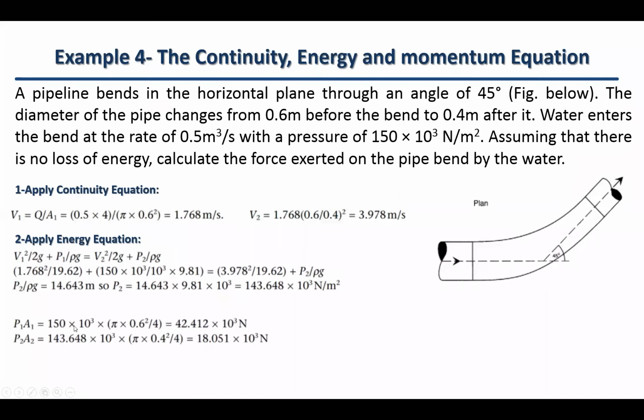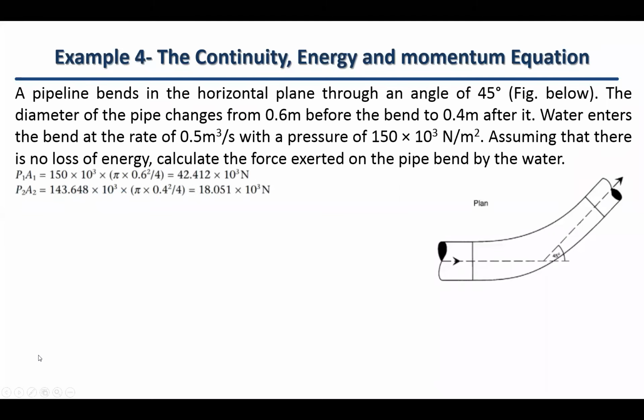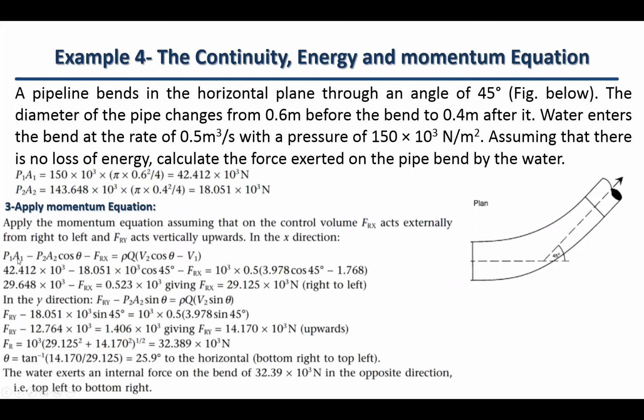Lastly, for the momentum equation, we need to have the force at the beginning and the force at the end. Force is equal to P1A1. We have the P1 and the A1, and the force at the beginning is 42.412 thousand newtons, and P2A2 is 18.051 thousand newtons. So P1A1 and P2A2 are calculated. With that, we go and apply the standard momentum equation in two directions, X and Y. You're going to apply it for both X and Y.